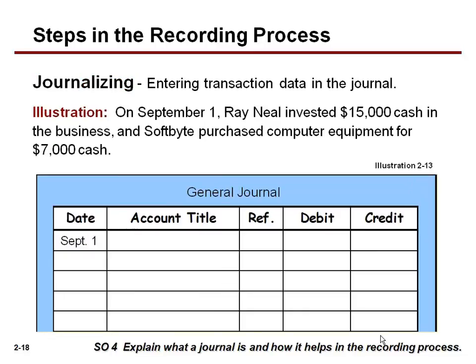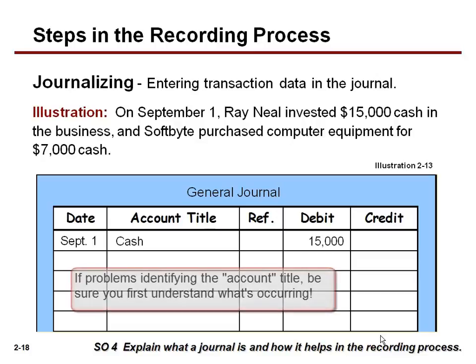Here's an example of a formal journal entry. We have two transactions here. On September 1st, the owner, Ray Neal, invested $15,000 cash in the business, and on that same date, the business, SoftBite, purchased computer equipment for $7,000 cash. So let's record both entries. They're independent. They just share the September 1st date.